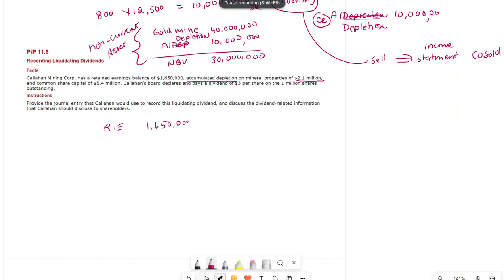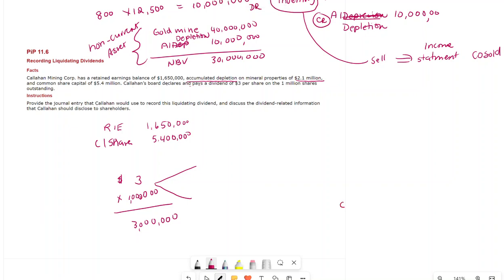Now what we have is shareholders' common shares. Our common shares are worth 5,400,000. Now the company's board of directors declares and pays a dividend of $3 per share. We needed to know how many shares we have. We have 1 million shares. So if we have 1 million shares, how much dividend did we pay? We paid $3 million. We declared and paid a dividend of 3. If we paid it, the credit will be cash of $3 million.